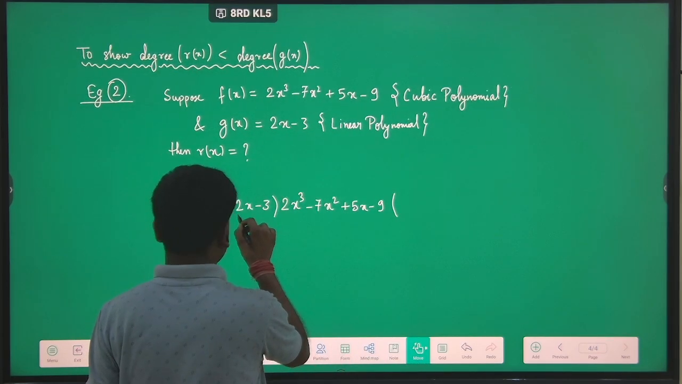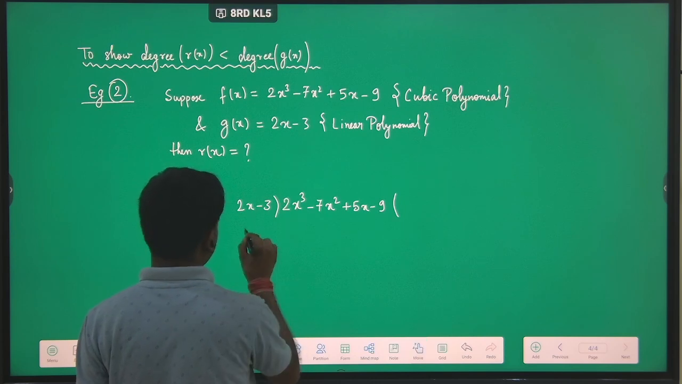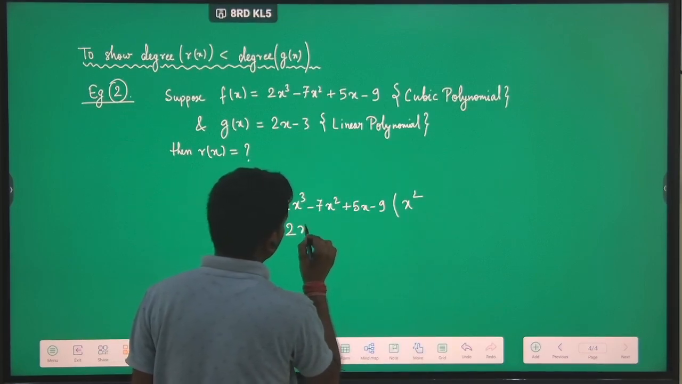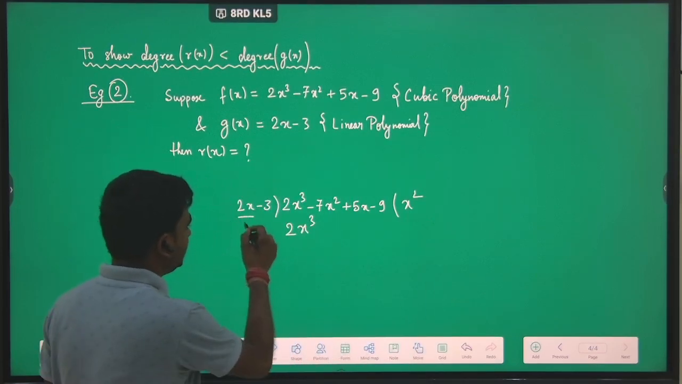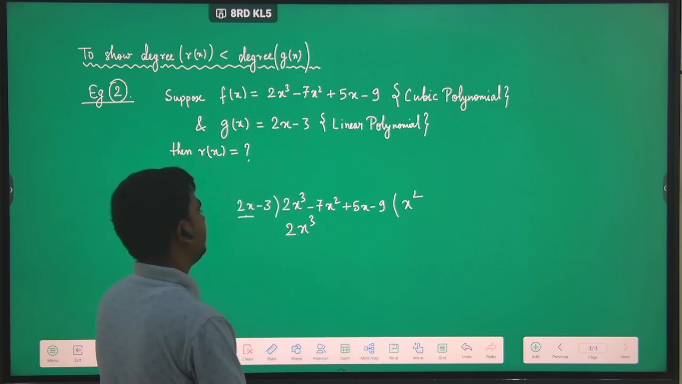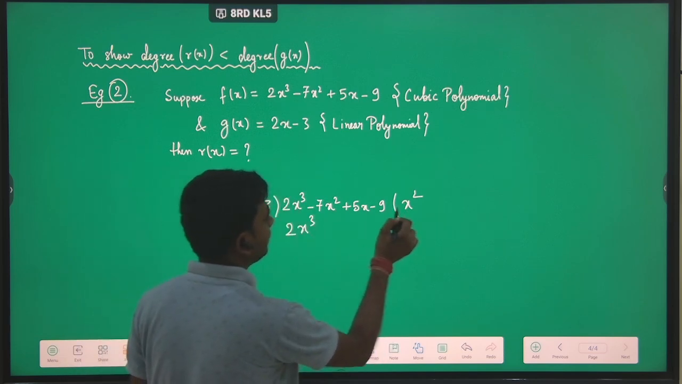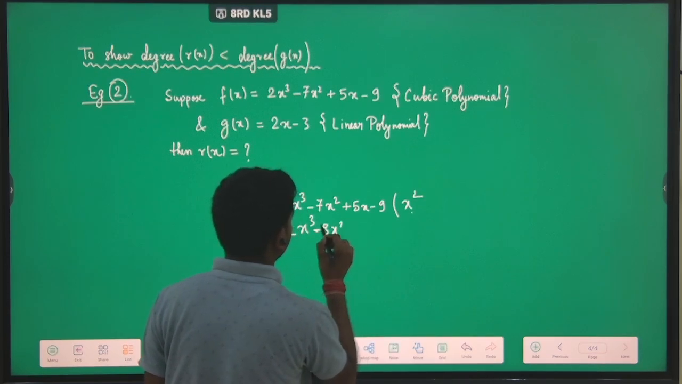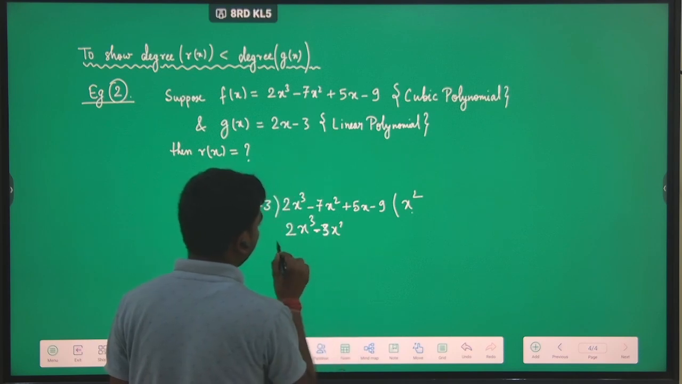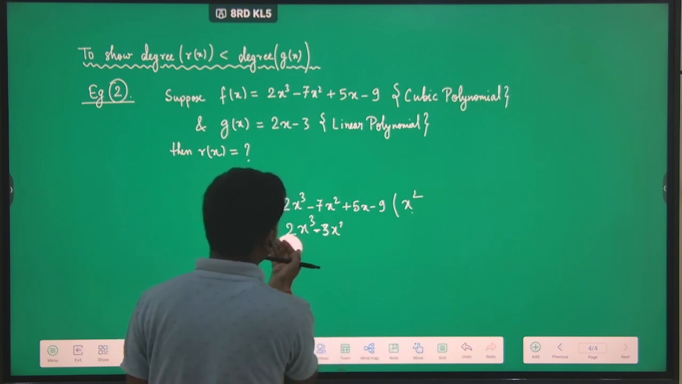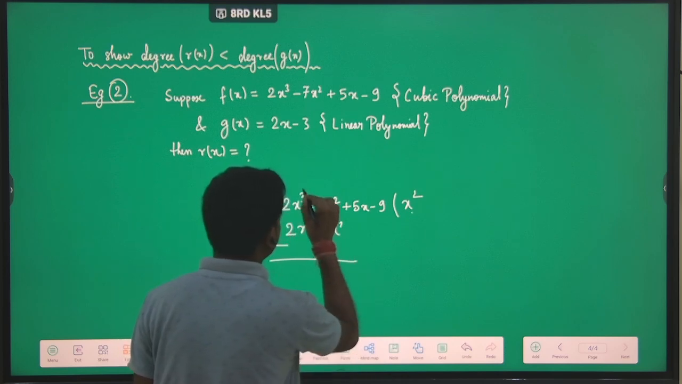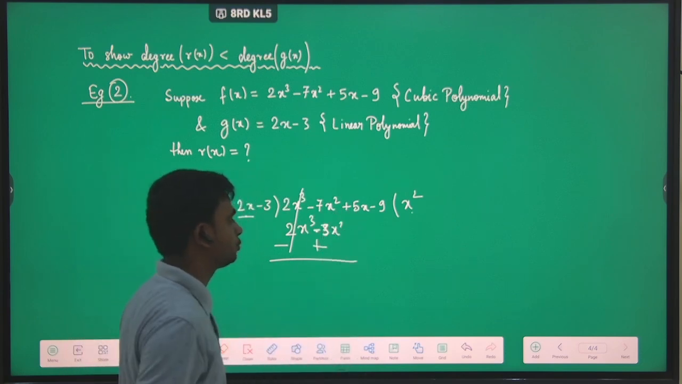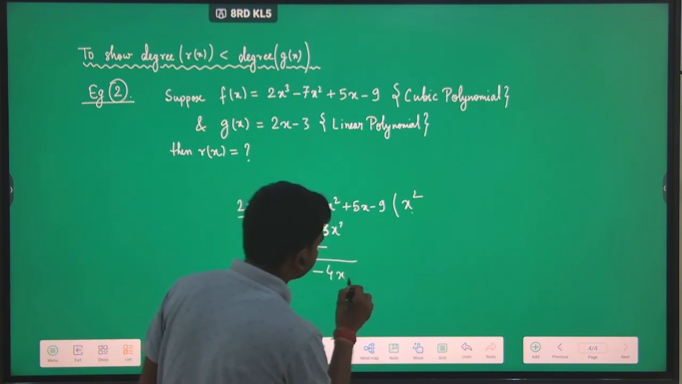So this 2x when multiplied with x² will give 2x³. And this −3 when multiplied with x² will give −3x². On subtracting, what will we get? 2x³ − 2x³ will be 0. −7x² + 3x² will be −4x².